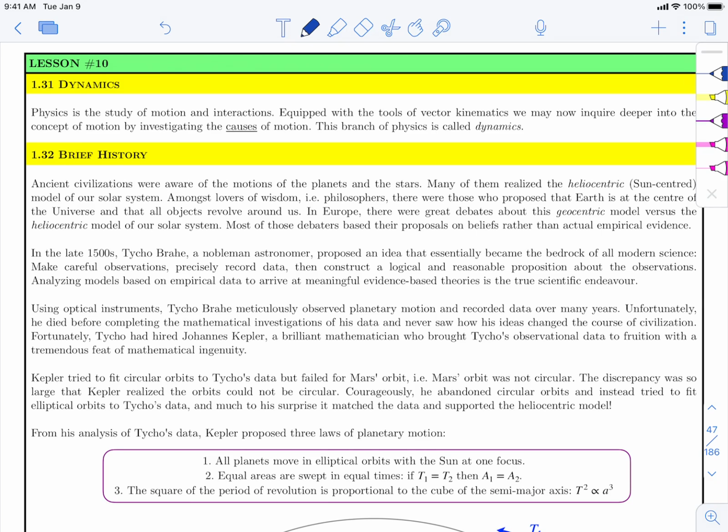Equipped with the tools of vector kinematics, we may now inquire deeper into the concepts of motion by investigating the causes of motion. This branch of physics is called dynamics.